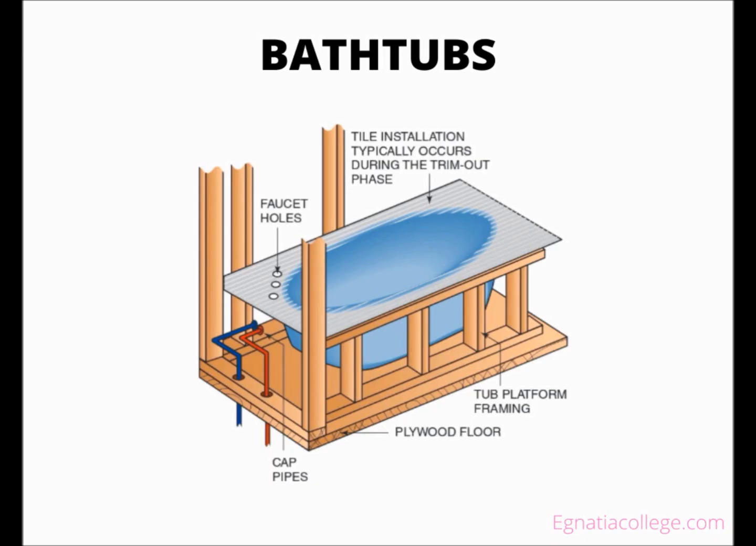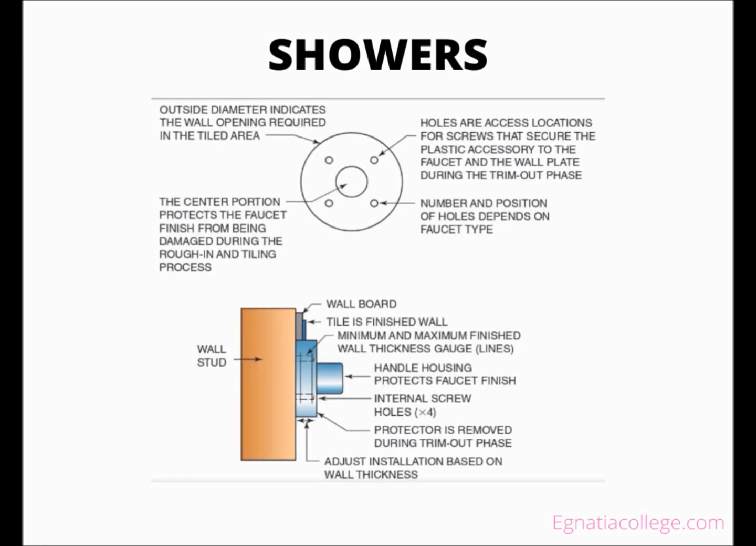Showers. A shower faucet is similar to a tub and shower faucet, but it does not have the tub spout connection. A shower faucet installation is the same as that of the tub and shower faucet.